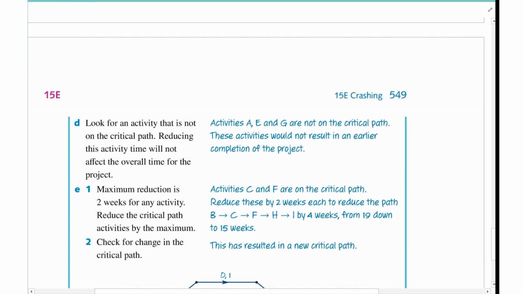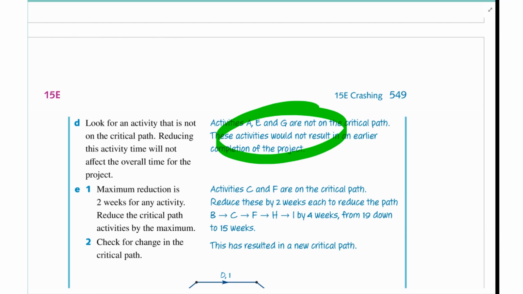For D, look for an activity that is not on the critical path. Reducing the activity time will not affect the overall time of the project. So we should include D in here, because remember we talked about D before, but that's what you're looking for. As a straight up question, you're going to say A, E, I think it was F and G, not D, there's D there, sorry.